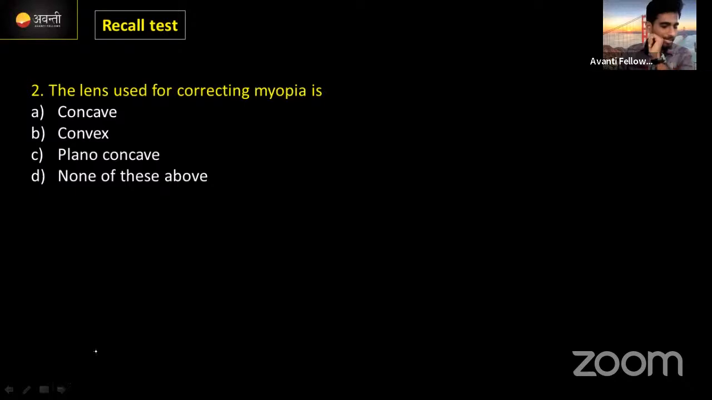Next, one more question. The lens used for correcting myopia is, which lens are you going to suggest for correcting the myopia defect? Myopia is nothing but short sightedness. You can visualize objects which are present very near to your eye, but far distance objects are difficult for you to see. Okay, this is the myopia defect. Which lens are you going to suggest?